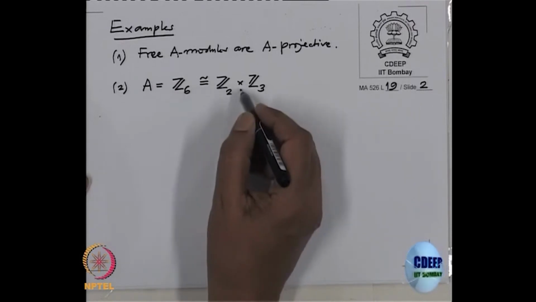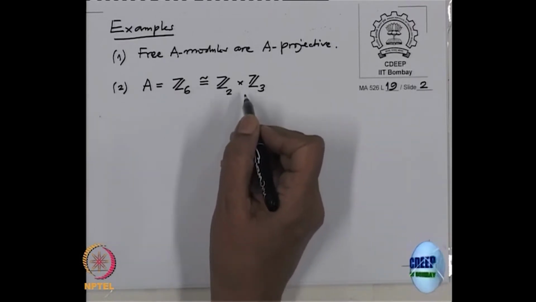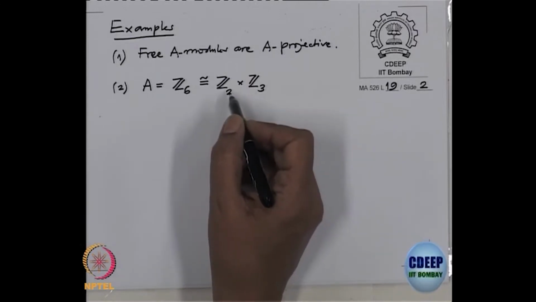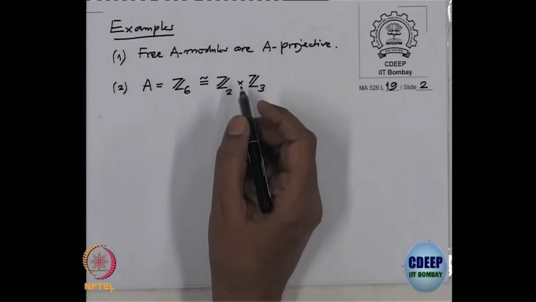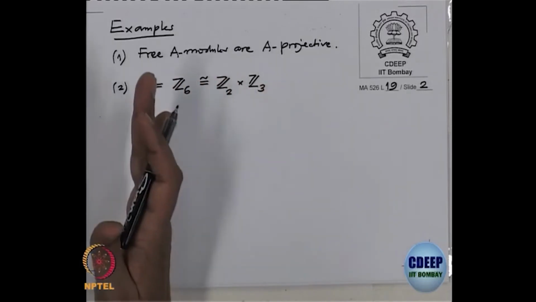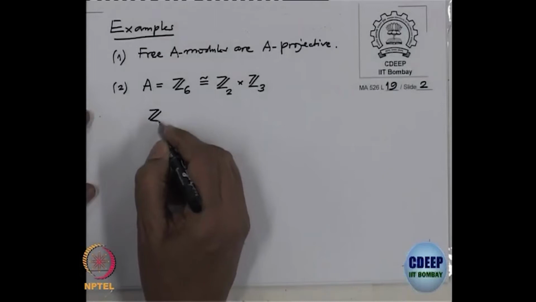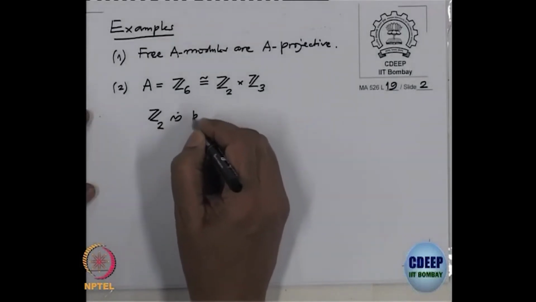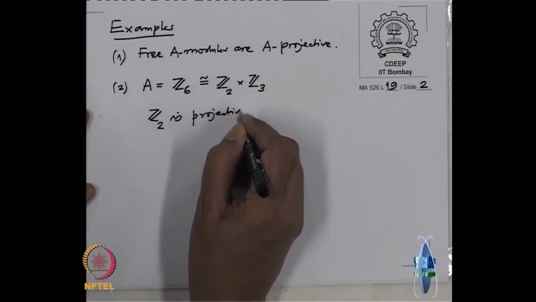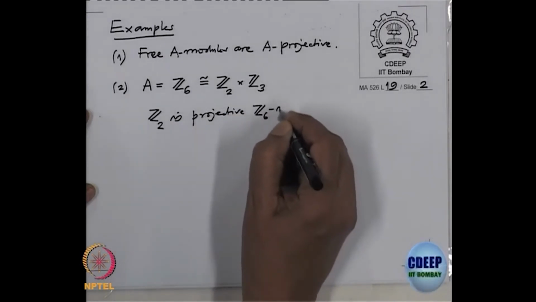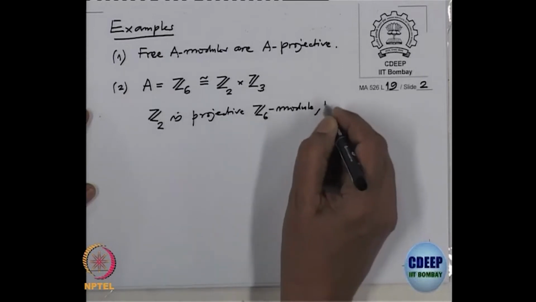It is a direct summand, but it can't be free, because if it is free, it will have a basis, and then any free module will have cardinality equal to the cardinality of the base ring to the power of the rank of the module. So, in this case it should have at least cardinality 6, but it has only 2. So, therefore, Z mod 2 is a projective Z mod 6 module, but not free.